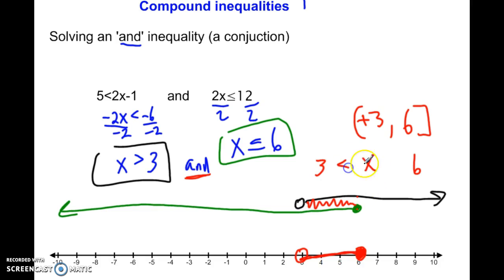Let's see, less than and less than or equal to. So we're saying that 3 is smaller than x, that's true. X, the solutions are smaller than 6 or equal to 6, and that's where that comes from.